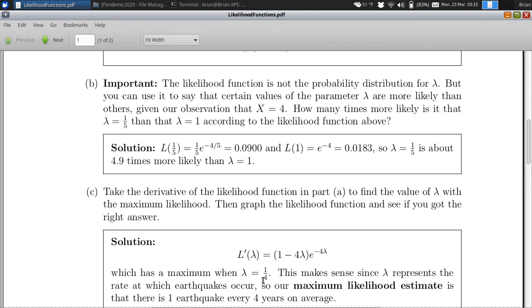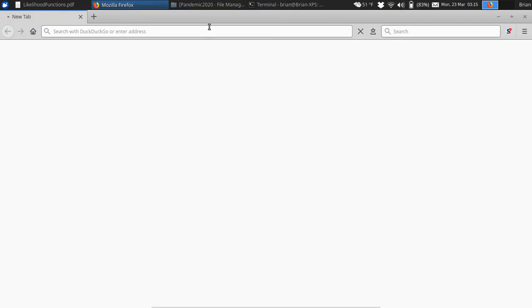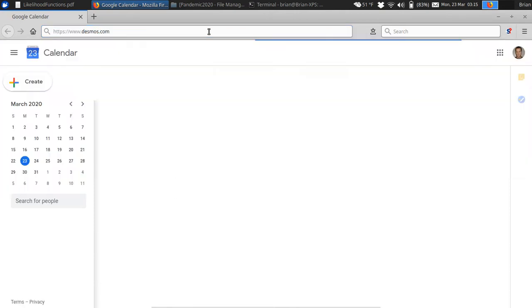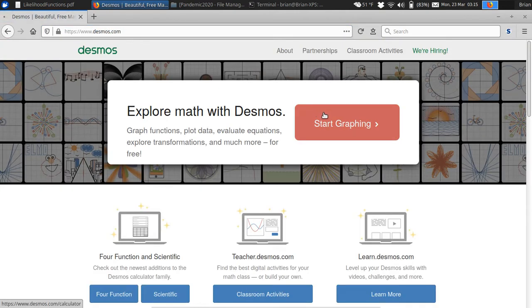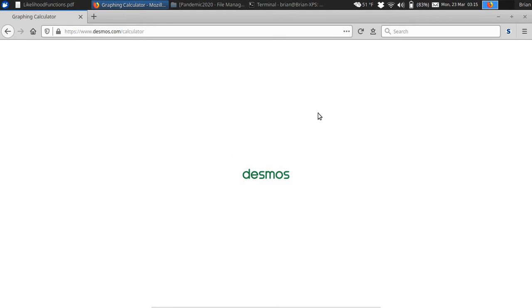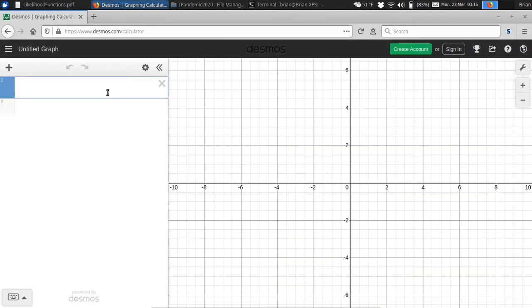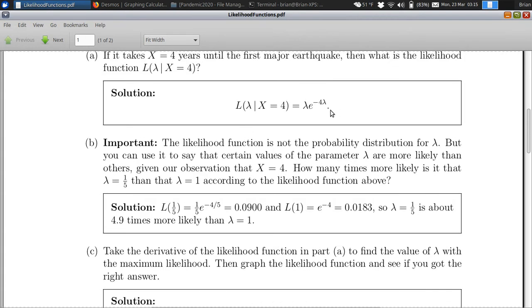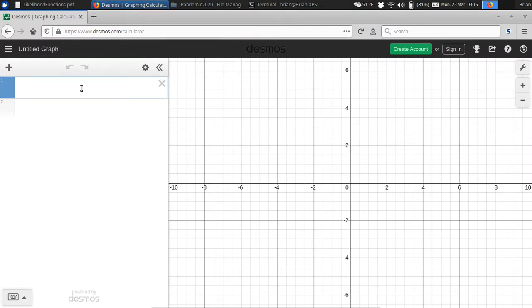And then if you double check a graph of the function, which actually, let's see if this works. I'm going to try to graph the function here. I'm going to pull up Desmos really quick. And let's start graphing. The function I'm trying to graph is that likelihood function, not the derivative, the original likelihood function, lambda e to the negative 4 lambda. And so I can't use lambda, I've got to use x times e to the negative 4x.